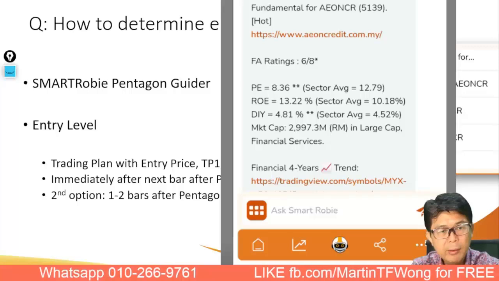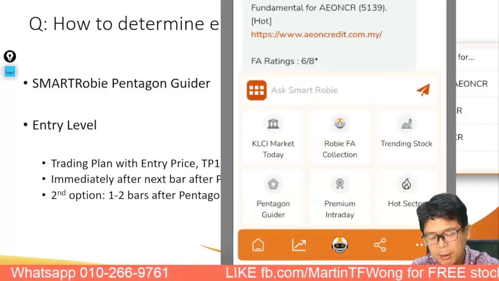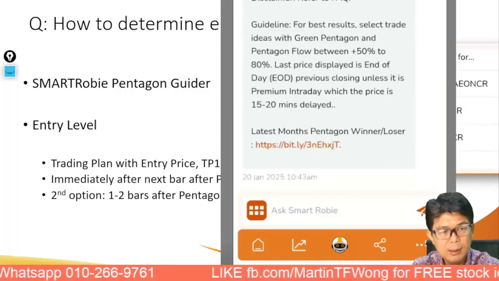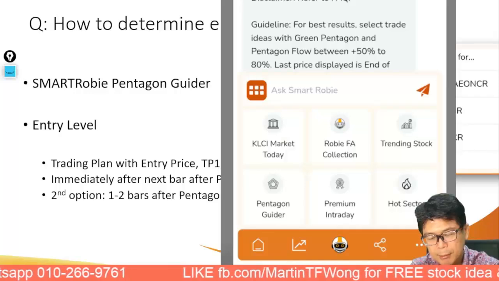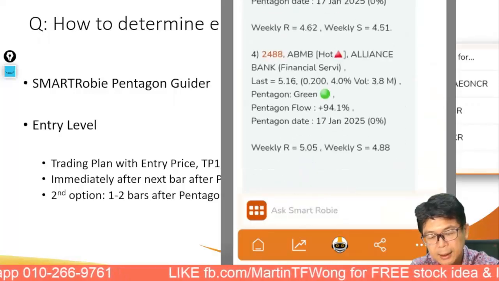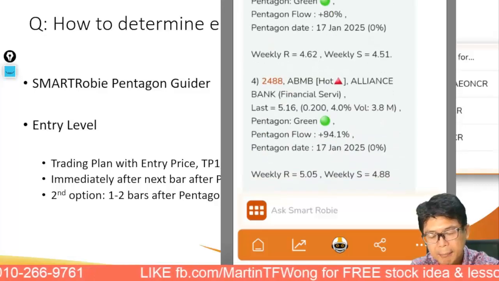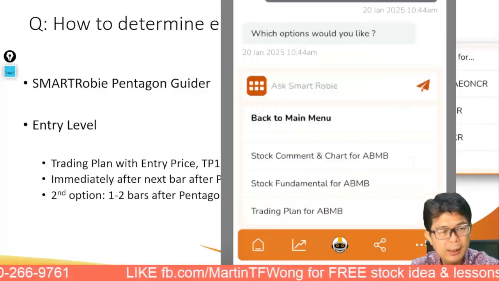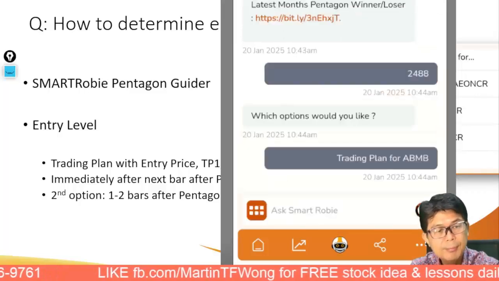Okay, so we also have the TP1, TP2, and how do we know that? You just go on to your Pentagon Guider. Let's talk about this. Yep, the Pentagon Guider here. And just now we have time.com, right? Maybe we'll talk about ABNB, Alliance Bank 2488. Then we click on the trading plan.